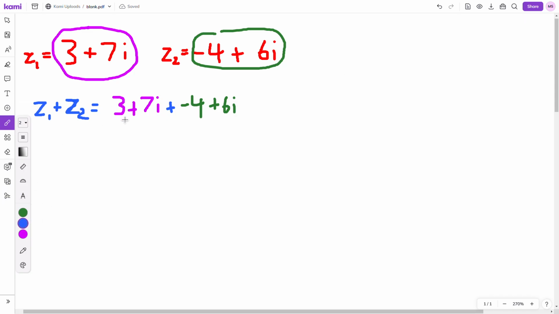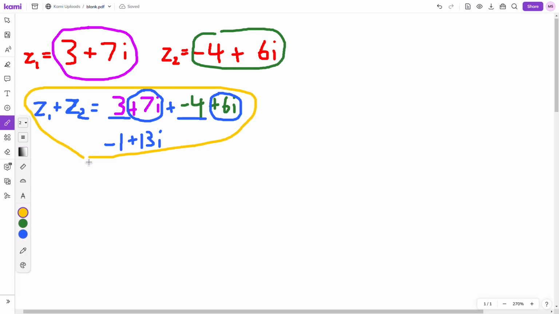If we work it out, you take the real parts, this and this, and we're going to get minus 1. Then we can take the imaginary parts, plus 7i plus 6i, and we're going to get 13i. And that is it. That's our answer to the first problem. That's the first of the 4 operations.